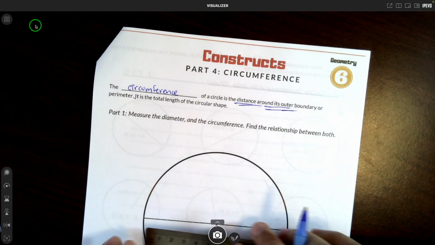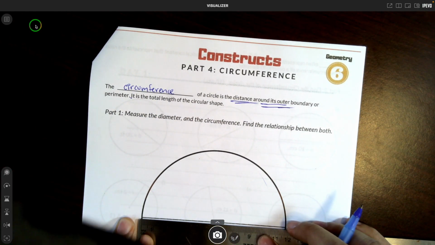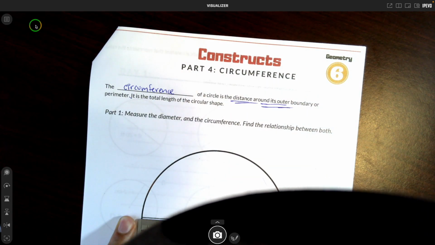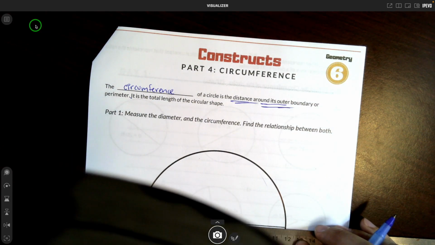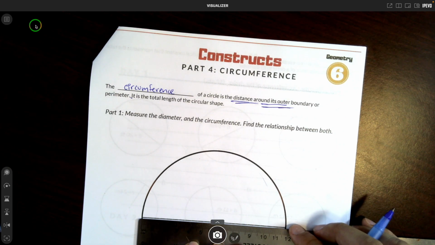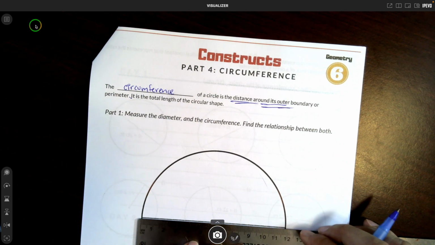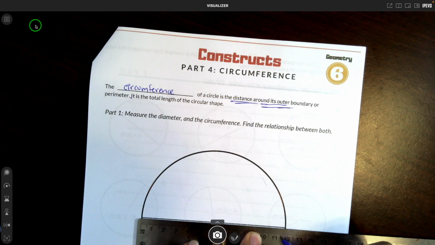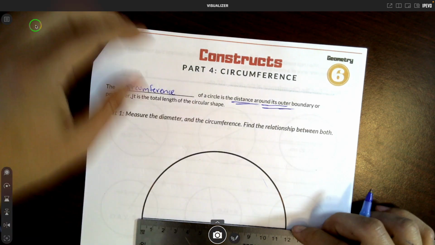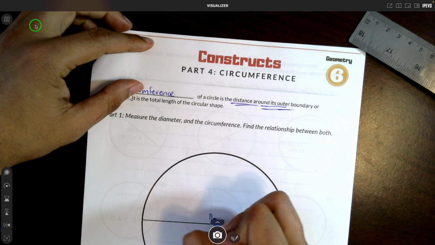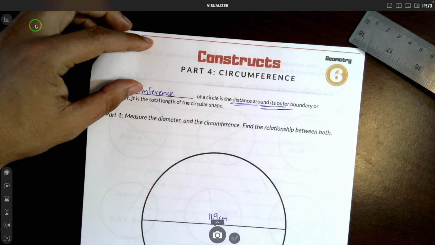So let's measure the diameter. The diameter is almost 12 centimeters. If I wanted to be perfect, I'm going to say that this is 11.9. Okay, 11.9 centimeters.